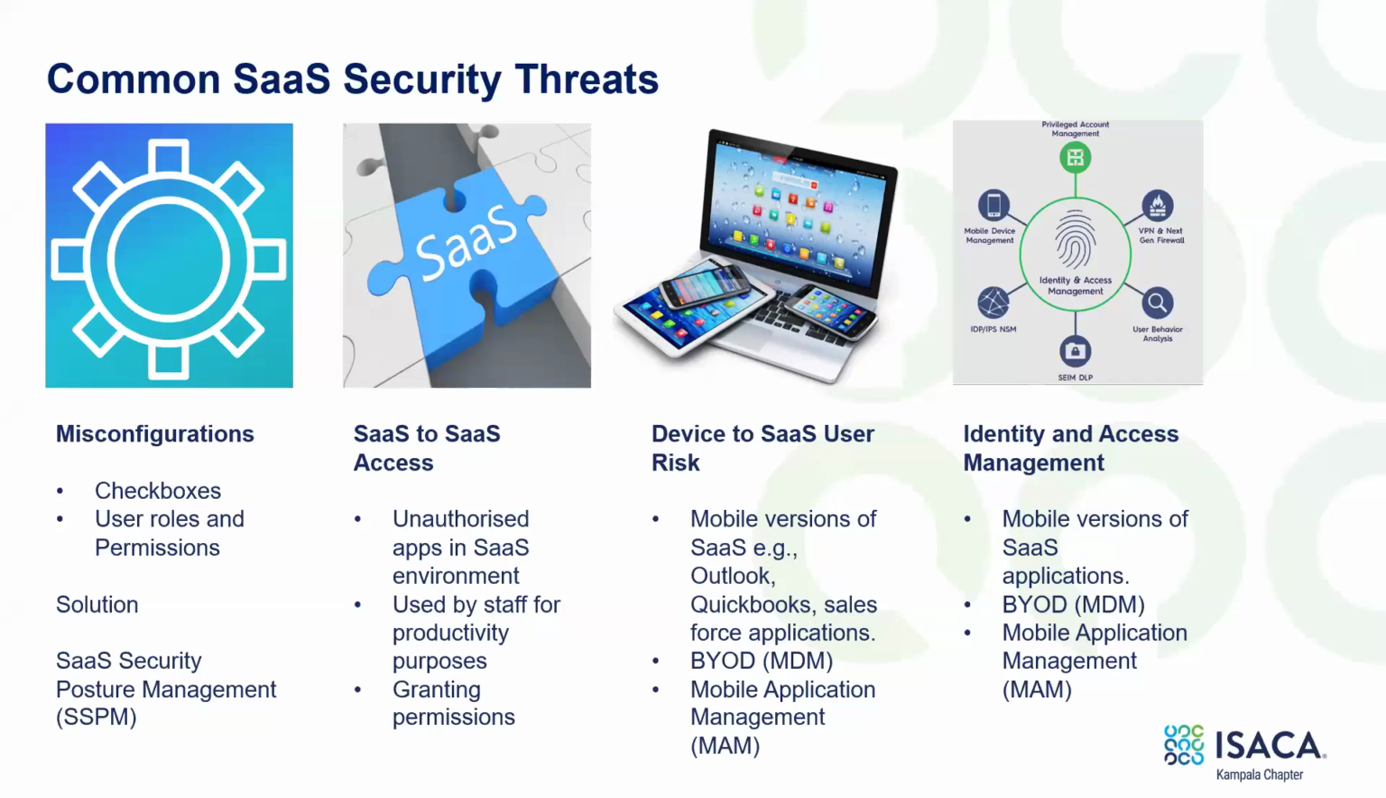And you find that most of these applications have frequent updates. So whenever these updates come in, some configurations can change. So that means that we have to keep an eye on these applications to see that the configurations that we've implemented match what our security policies and procedures require. Then we have SaaS to SaaS access. We have quite a number of SaaS applications being used in our environments. And you find that some of these apps are connected without the approval or knowledge of the security team.